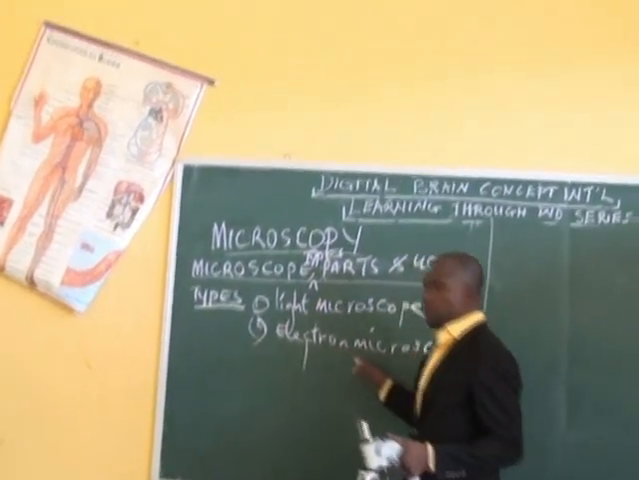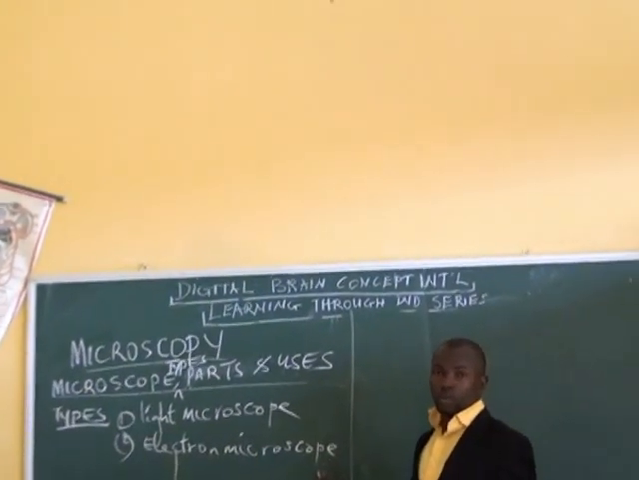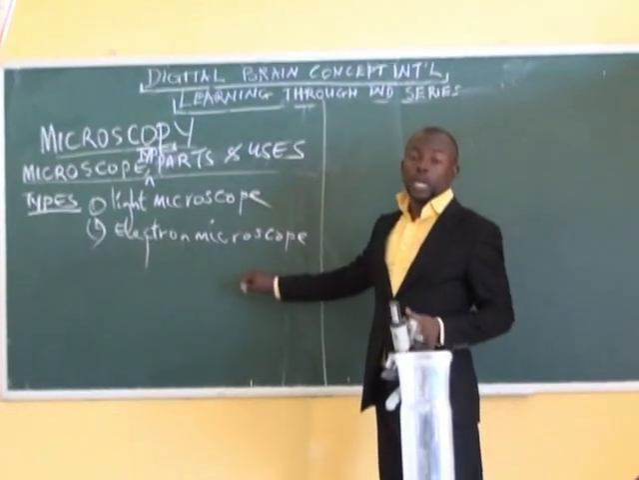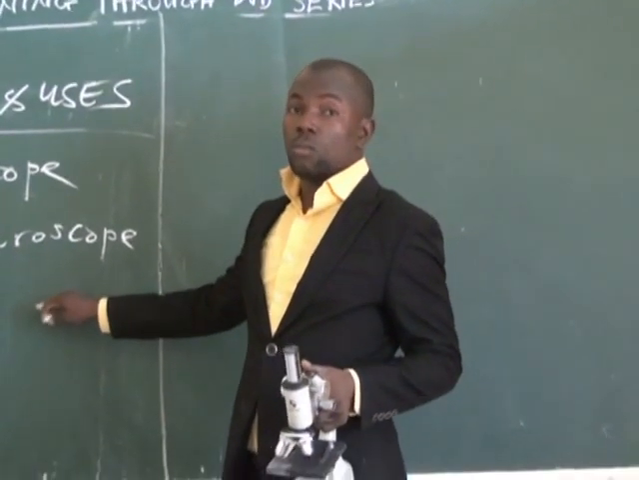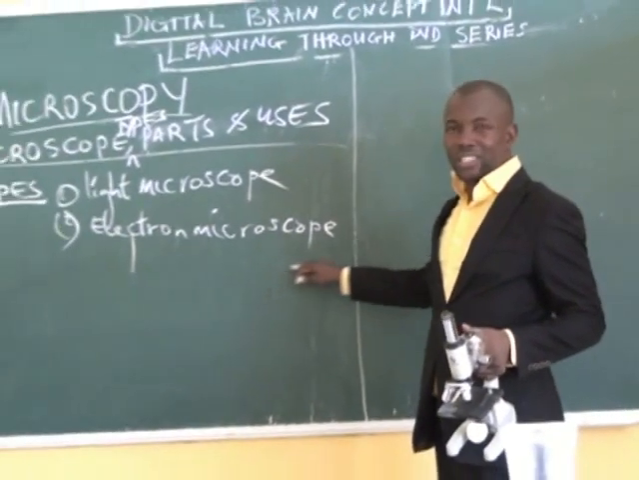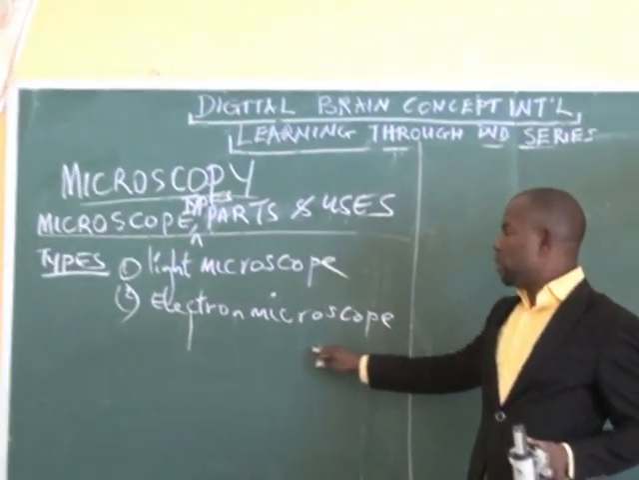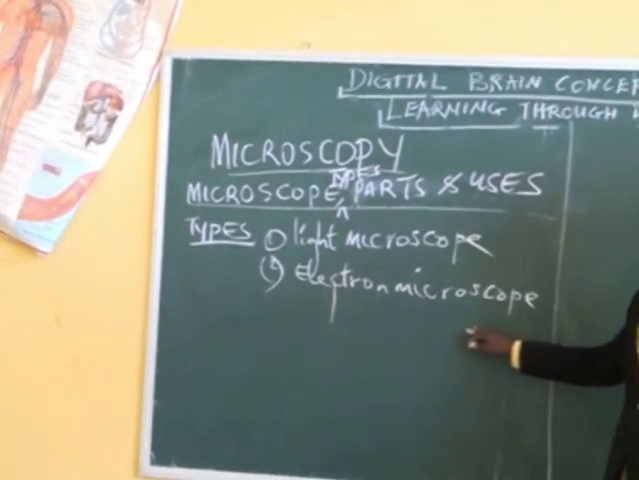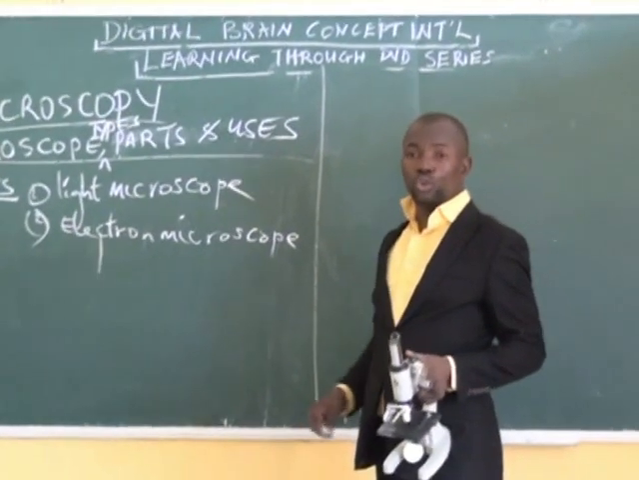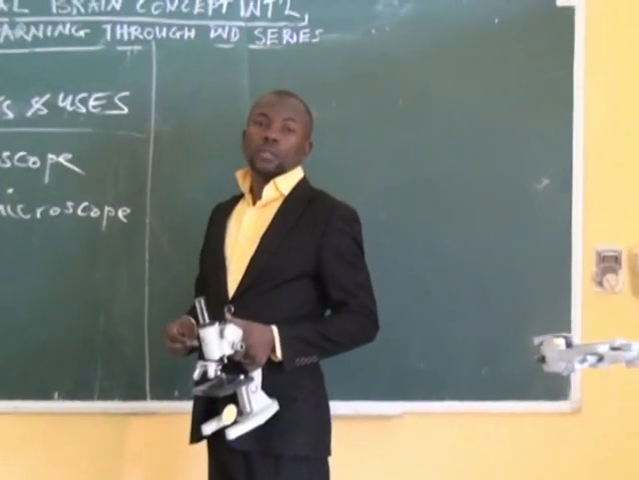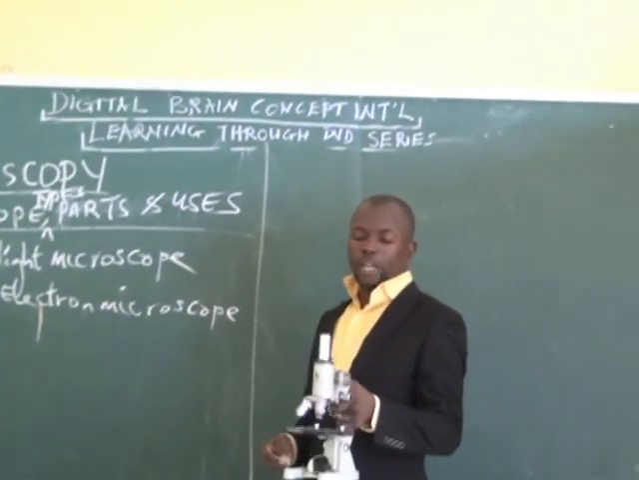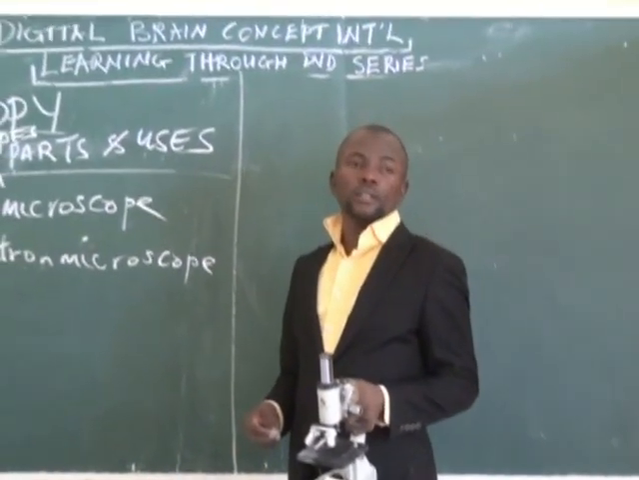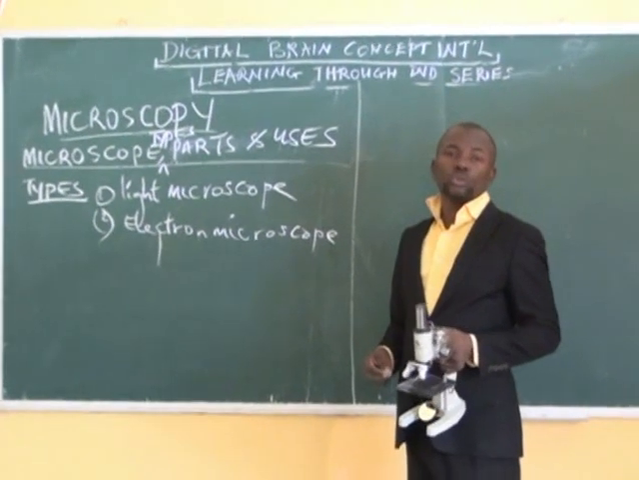The electron microscope is the one that makes use of a beam of electrons as a source of illumination. And the image of the object is enlarged and magnified more than 200,000 times and is always projected on the screen where it can be observed. So the electron microscope is used in advanced laboratory setups and research institutes. But this simple microscope is the one that is within the reach of ordinary students at secondary school level.